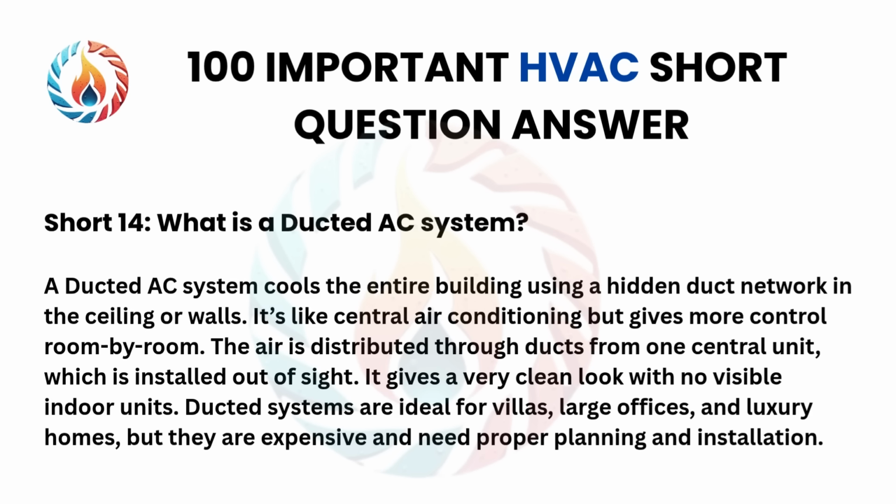Short 14. What is a ducted AC system? A ducted AC system cools the entire building using a hidden duct network in the ceiling or walls. It's like central air conditioning, but gives more control room by room. The air is distributed through ducts from one central unit, which is installed out of sight. It gives a very clean look with no visible indoor units. Ducted systems are ideal for villas, large offices, and luxury homes, but they are expensive and need proper planning and installation.